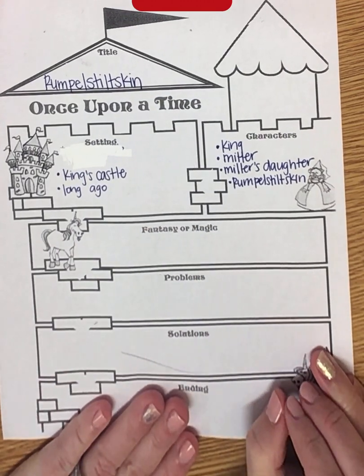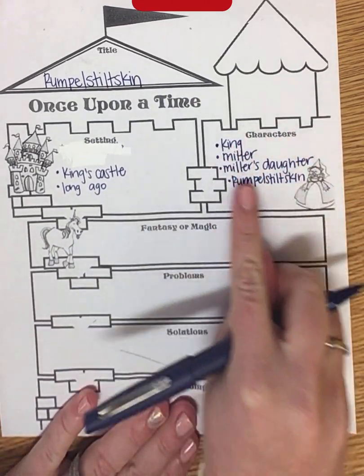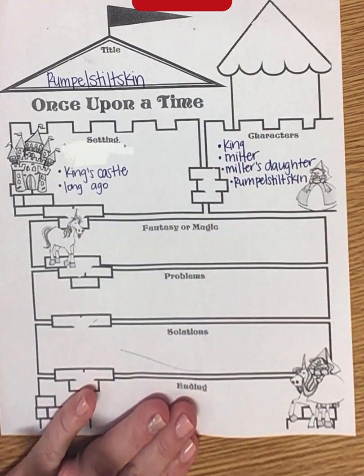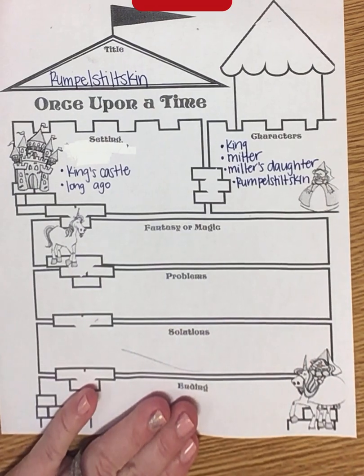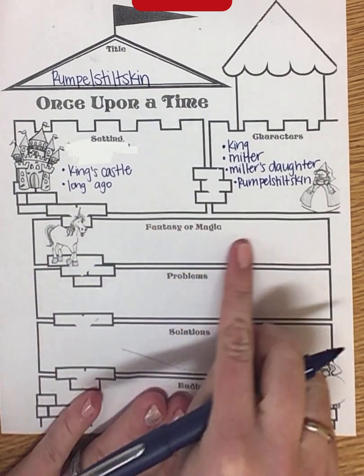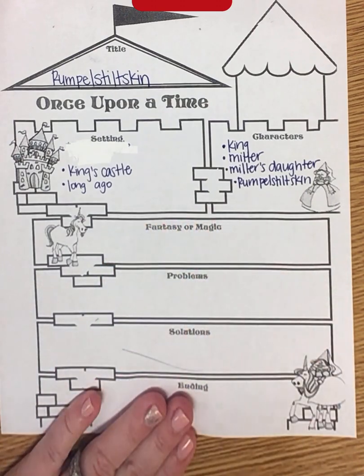We had some minor characters, some people who worked inside of the castle, but I don't have to list them. I'm just going to list people who I know by name. All right, remember I can pause this at any time to make sure that I am able to fill in my chart.